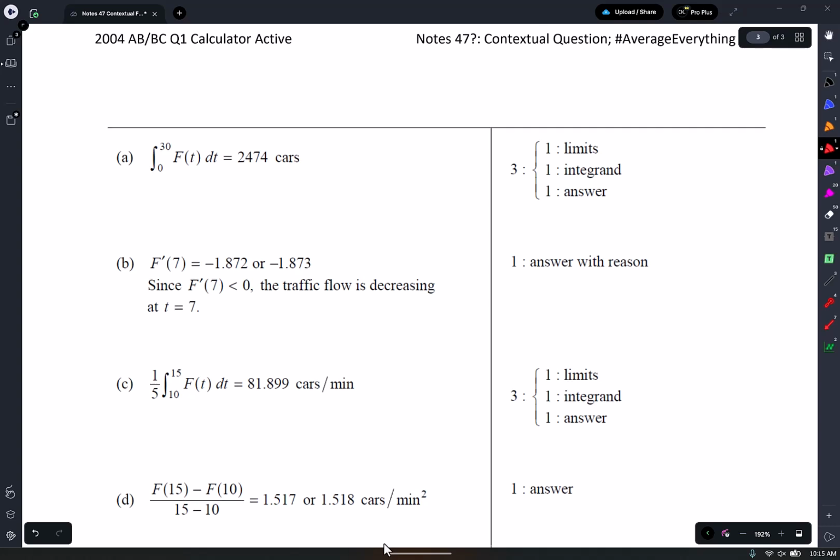Look at this. I am so shocked, because I wasn't studying this rubric earlier this morning. Look how many points they made letter A. Can you get at least 3 points in this free response? They give you one. Wow, they're being so generous. 1 point for the limits, 0 to 30. 1 point for the integrand, that's the integral of f of t. And 1 point for the answer. Can everyone in this room get 3 points? Yes.